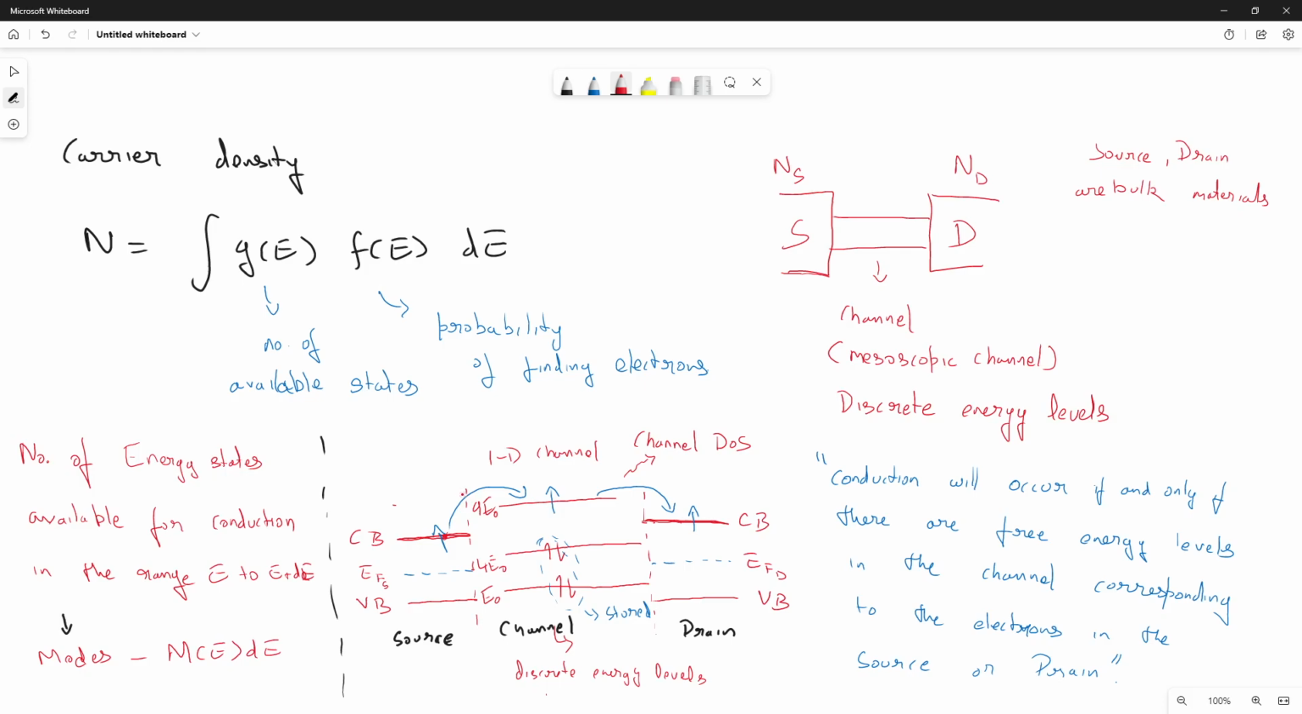Over here, in the 9E0 energy range, there is only one energy level available, because the next energy state in the channel is 16E0. So around 9E0, there is only one state available. Between say 10E0 and 12E0, how many energy states are available for conduction? Can someone tell me? Between 10E0 and 12E0? Anyone?